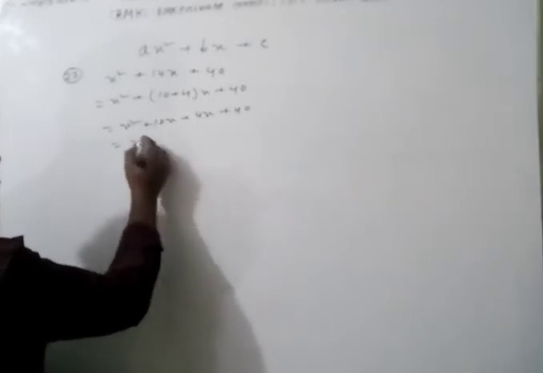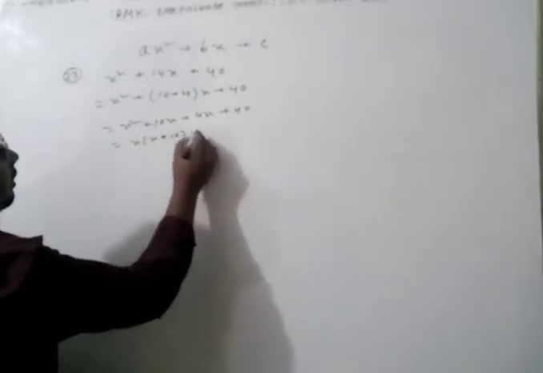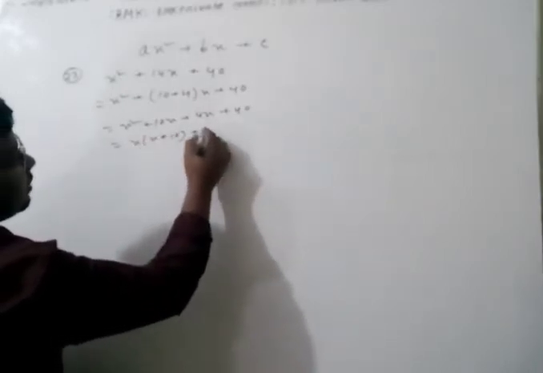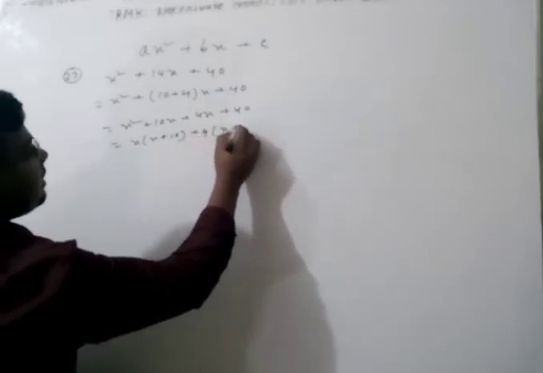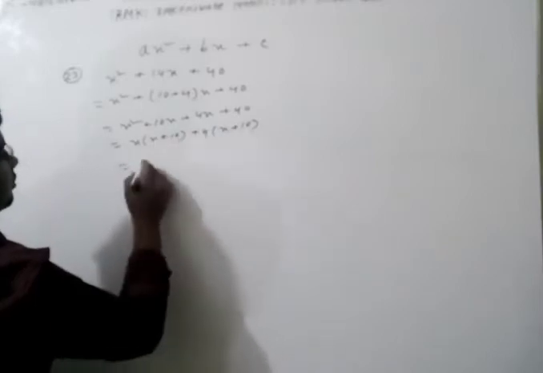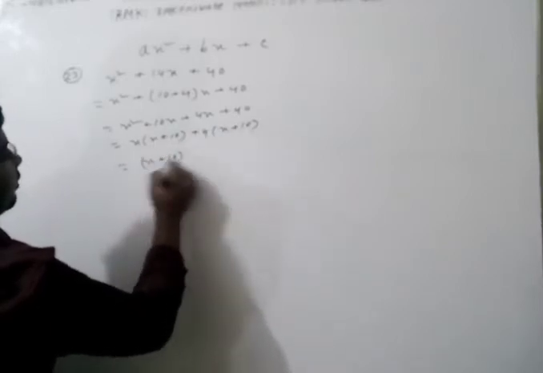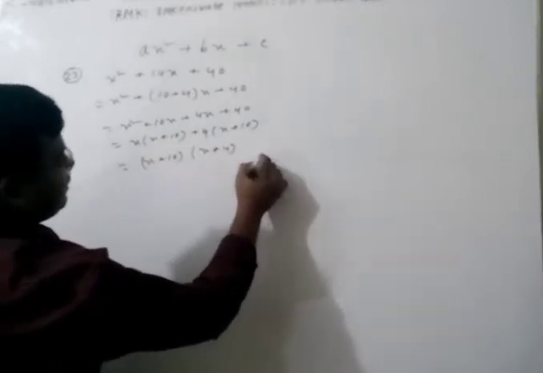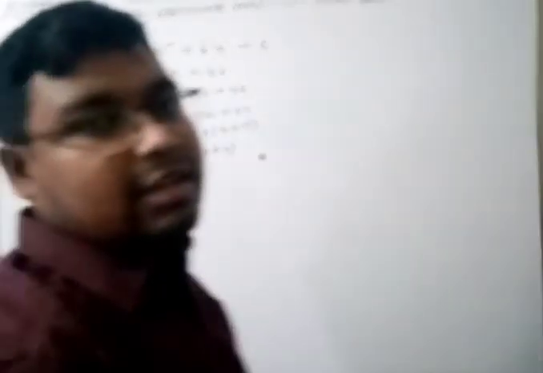As x is the common term of these two, that is x plus 10, and 4 is the common term of these. Very good. X plus 10 is the common term of both the terms. That is x plus 10, x plus 4, and this is your required answer. This is very simple or not? I think this is very simple.